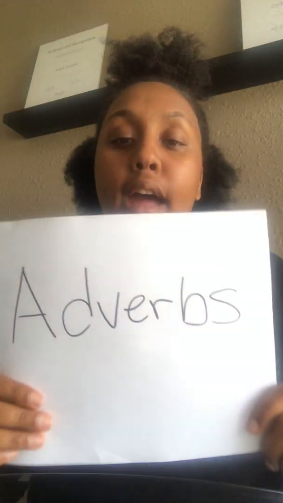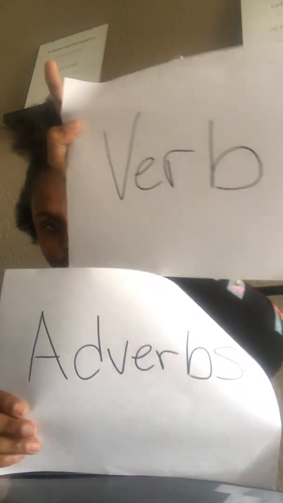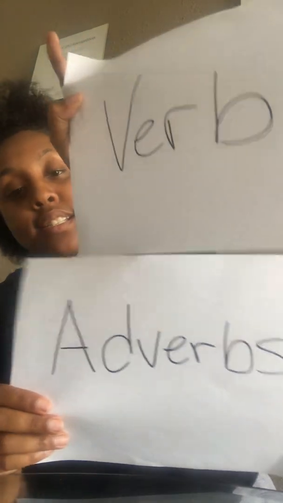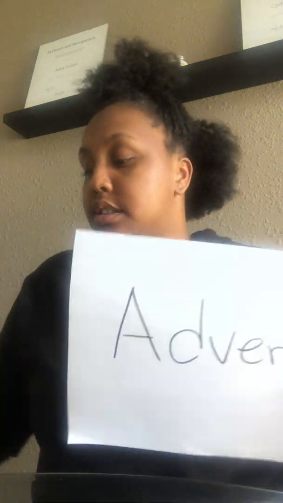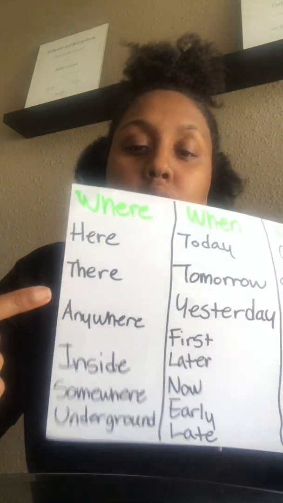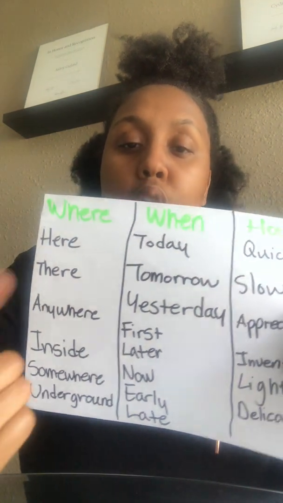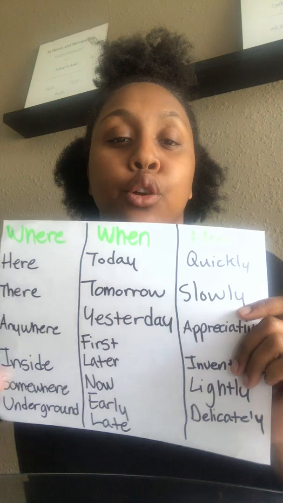Now that we've talked about adjectives, let's get into adverbs. Adverbs describe verbs. Remember, verbs are actions in a sentence, and adverbs describe those action words. Some examples of adverbs are where adverbs, when adverbs, and how adverbs. Where adverbs could be here, there, anywhere, inside, somewhere, underground. When adverbs could be today, tomorrow, yesterday, first, later, now, early, or late.